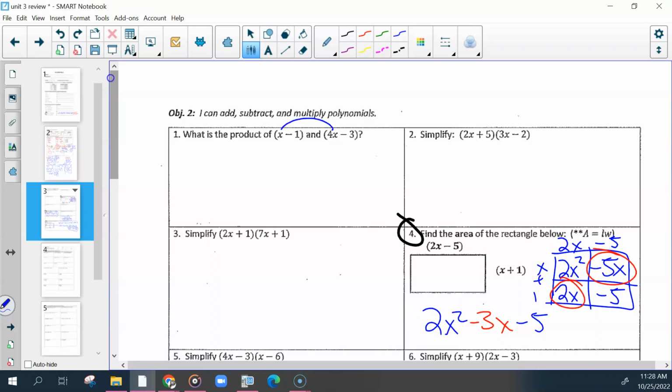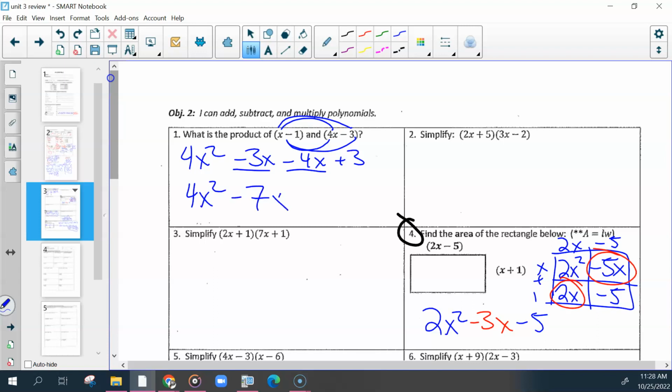X times 4x would give us what? 4x squared. X times negative 3 is negative 3x. Negative 1 times 4 is negative 4x. Negative 1 times negative 3 is a positive 3. So when you multiply it out, you should end up with 4 terms. Then combine your like terms. So 4x squared minus 7x plus 3 would be our final answer.